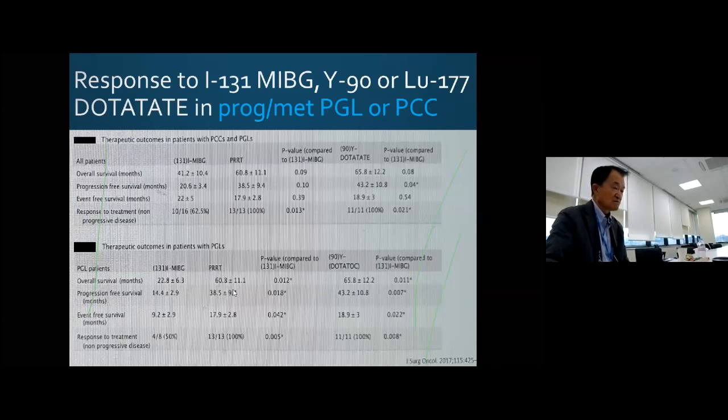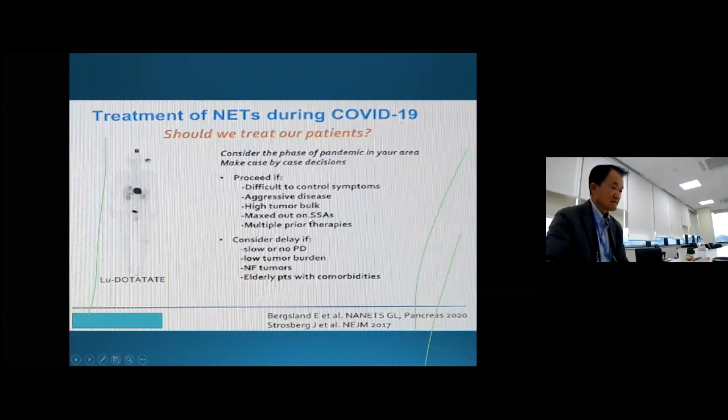During the coronavirus period, how you treat, some literature shows scans with lesions here. Okay, I'll try to move fast.